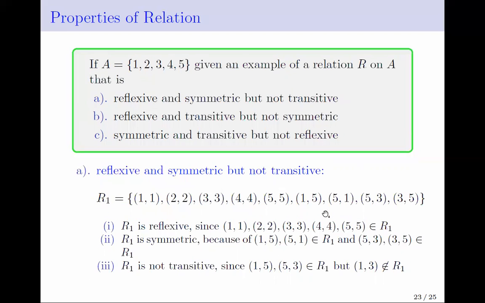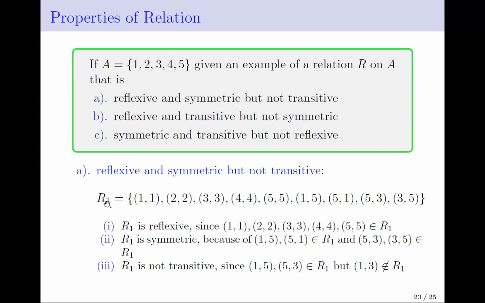Now, we have another problem. A equals {1, 2, 3, 4, 5}. Give an example of a relation R on A that is reflexive and symmetric but not transitive. Next one, reflexive and transitive but not symmetric. Then, symmetric and transitive but not reflexive.